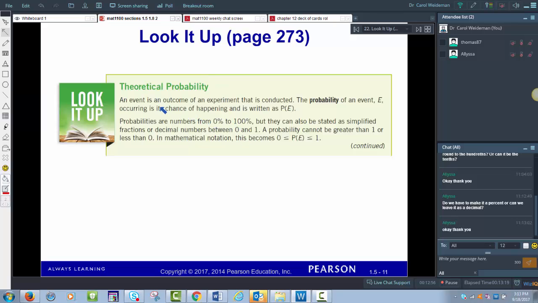So the outcome of an event is an outcome of an experiment that's conducted, and the probability of that event is written as capital P, parenthesis E.